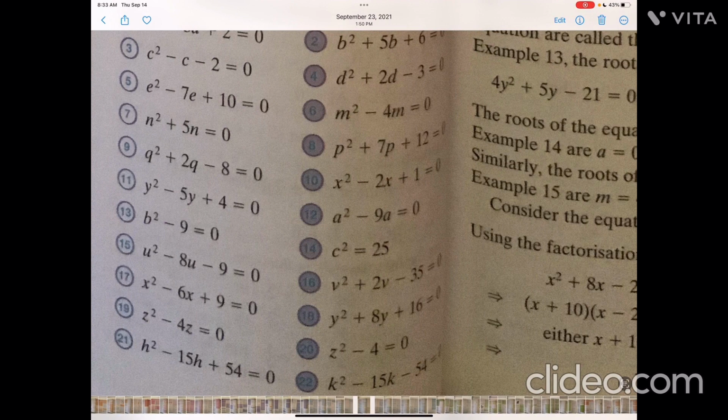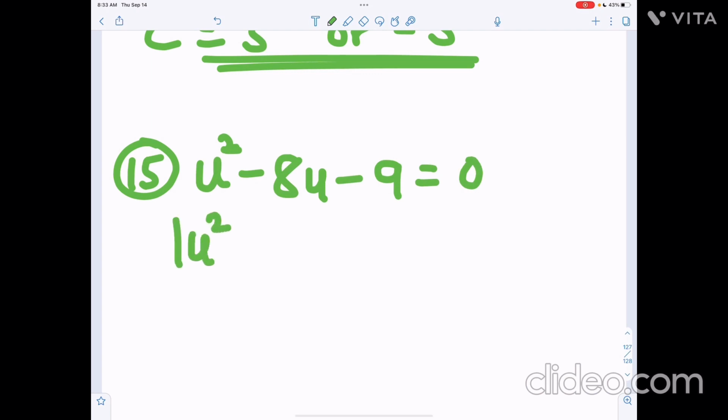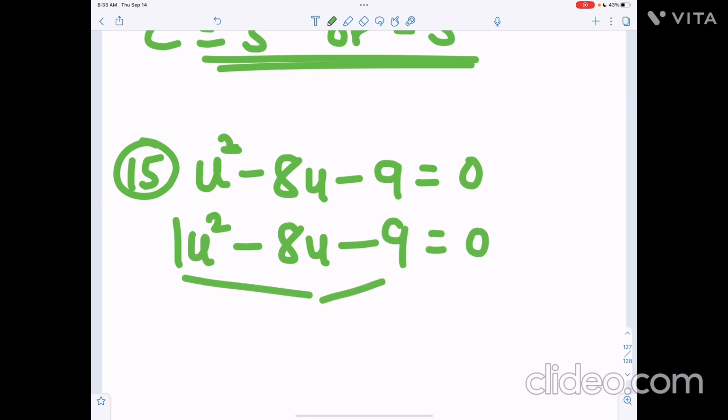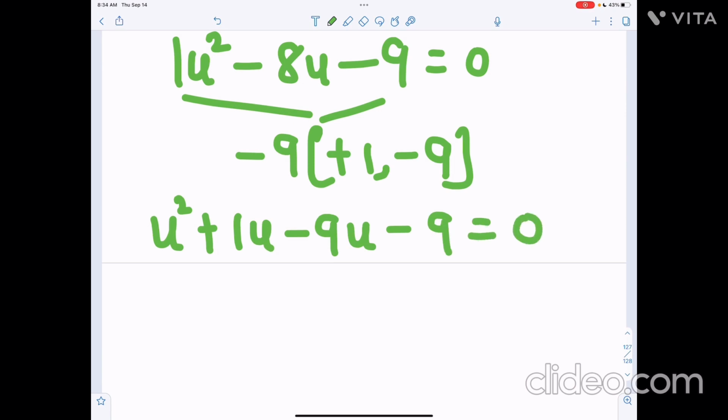u squared minus 8u minus 9 is 0. So this gives me what? 1 times minus 9. Plus 1, minus 9. Those are my factors. So I'll write u squared plus 1u minus 9u minus 9 is 0. I'm writing plus 1u minus 9u instead of writing minus 8u; I'll just replace that with these two. So you know how we do that.